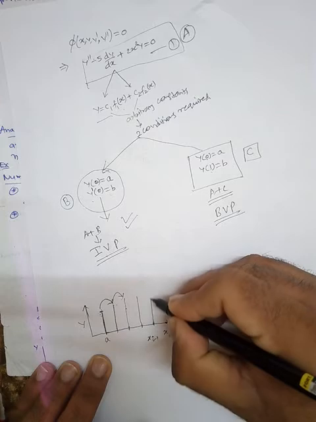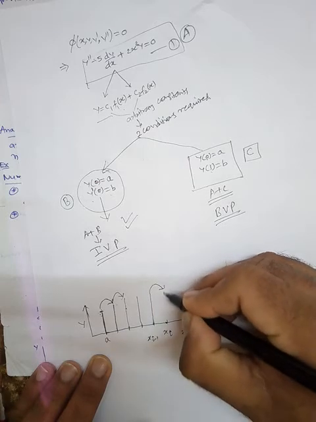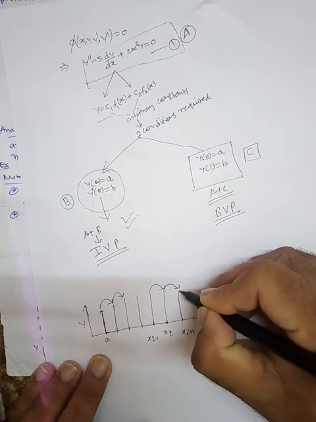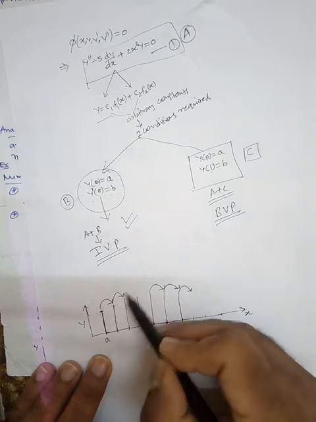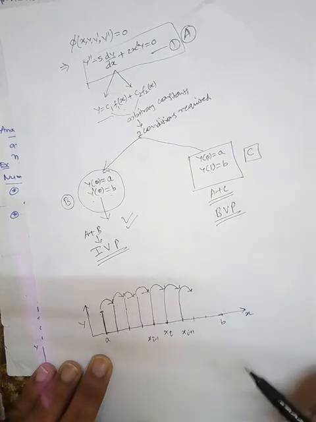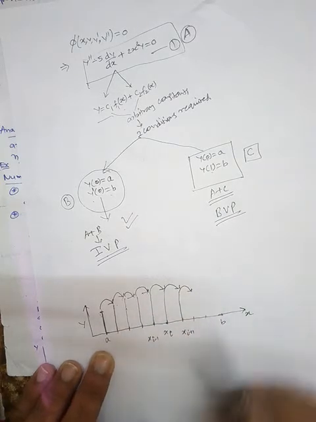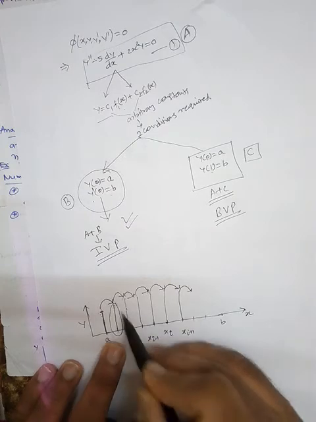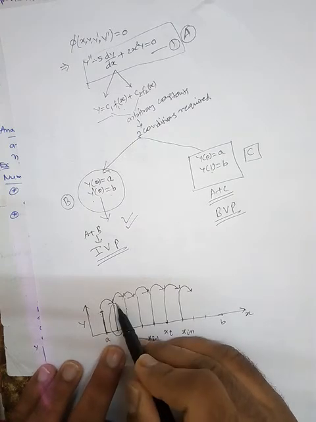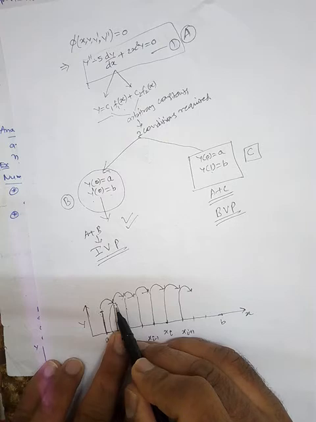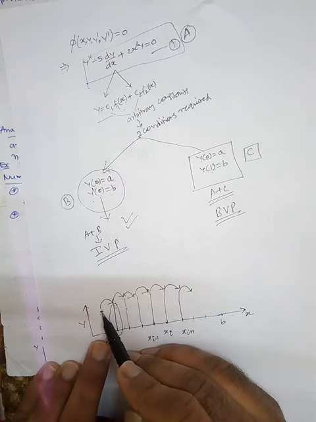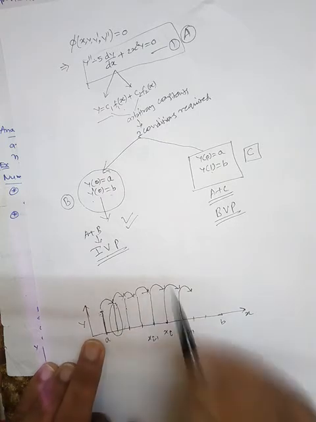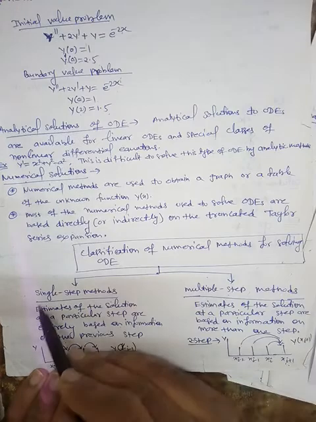In general, we will predict the value step by step, and finally you will see that we have a pattern like this. That means single step method. The next solution basically depends upon the previous solution, that means the previous step solution. That's why it is single step.